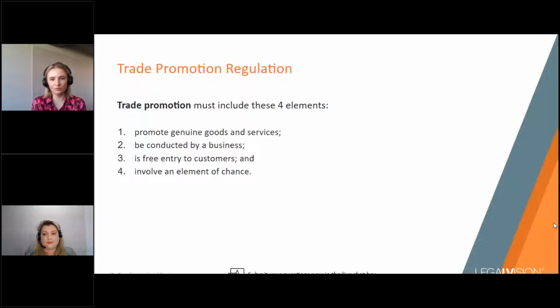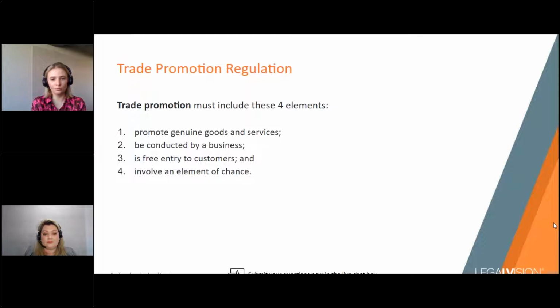The applicable law across all states and territories can be synthesised into 4 critical points. That is, a planned trade promotion should meet the following minimum criteria: that it's for the promotion of genuine goods and services, that it's conducted by a business, that it's free entry to customers, and it generally involves an element of chance. I'm going to go through each of those points in a little bit further detail now.